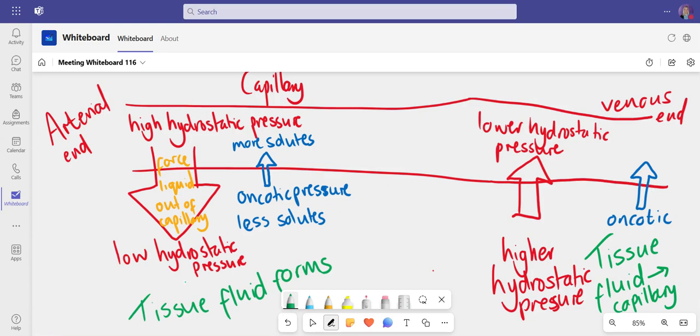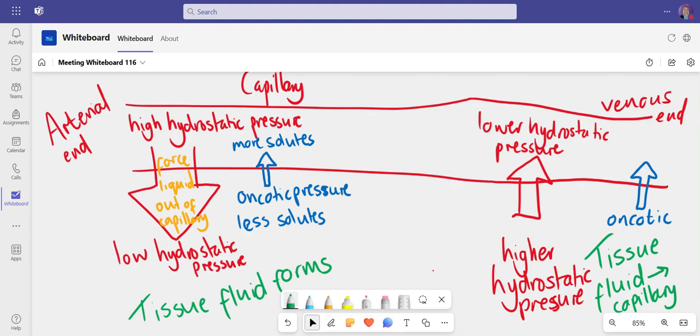Okay, so at this end, at the arterial end, we form the tissue fluid as a result of the hydrostatic and the oncotic pressure. And at the venous end, the tissue fluid is moved back into the capillary, and we end up with less tissue fluid at the venous end. Now, what we don't end up with, however, is no tissue fluid. There is always some tissue fluid left. We don't manage to get all of it back just due to the way the pressures work out.